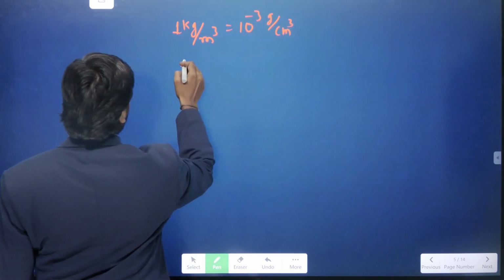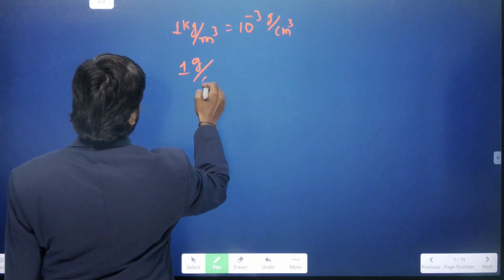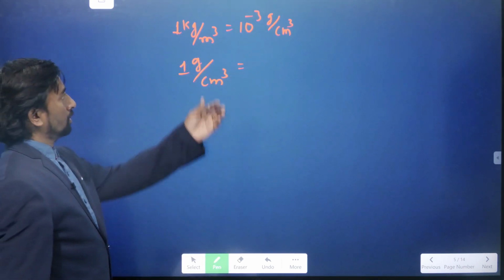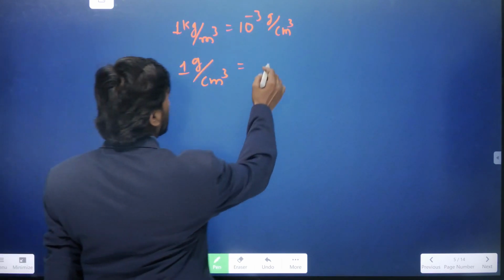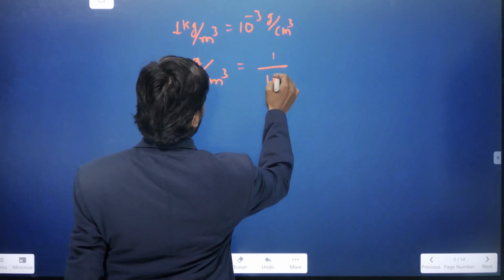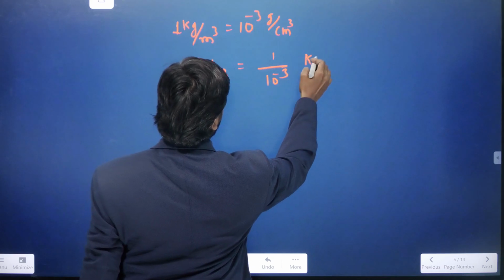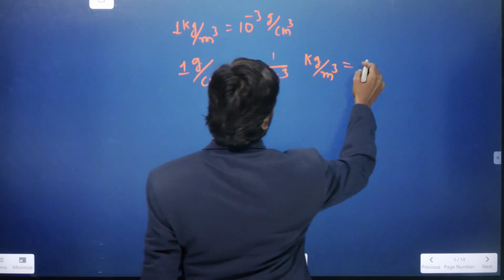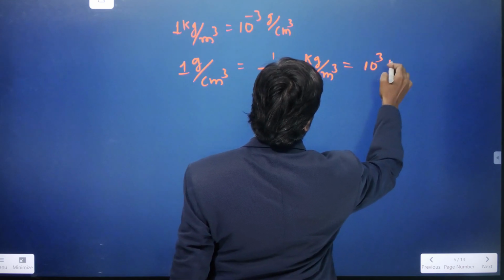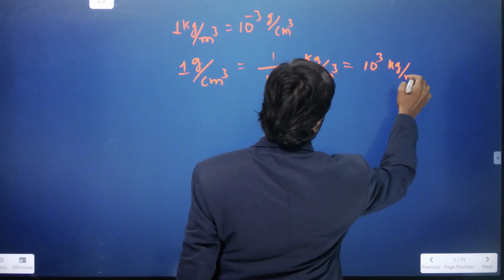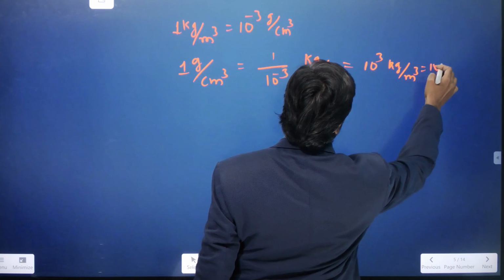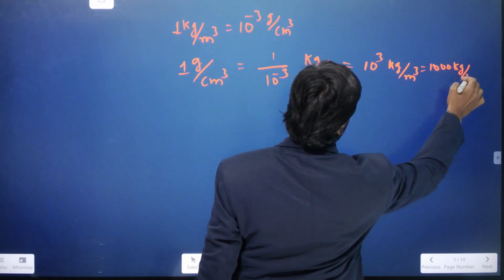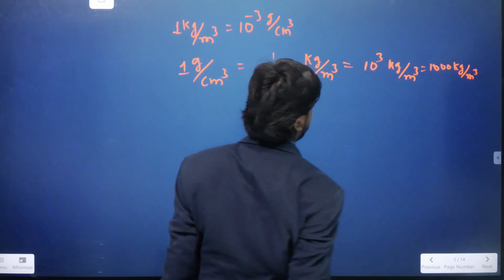So from this, again, we can write 1 gram per centimeter cube. If you want, this term we should send here, and it will become 1 by 10 to the power of minus 3 kg per meter cube. This can also be written as 10 to the power of 3 kg per meter cube, which is 1000 kg per meter cube.